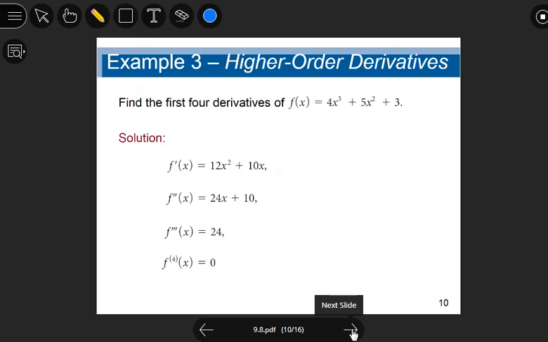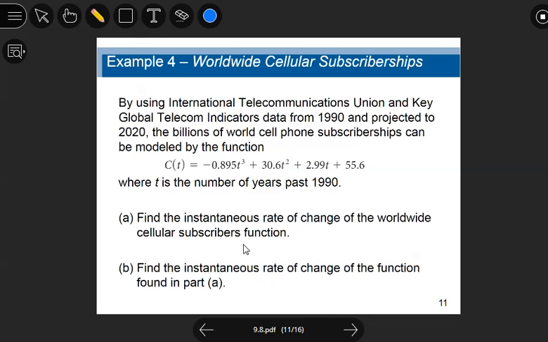Okay, now try this problem. I think here also they are asking to find the first derivative here and to find the second derivative here.